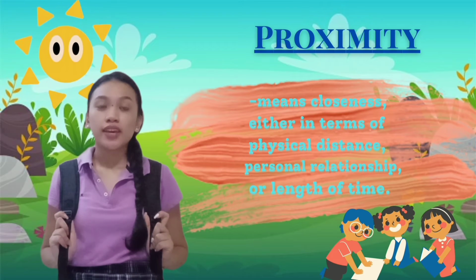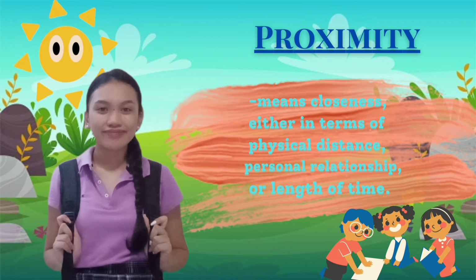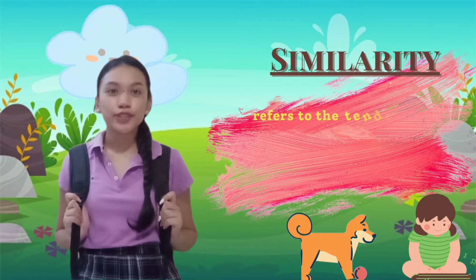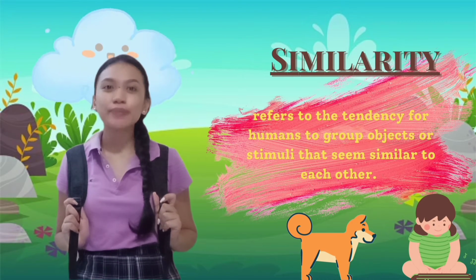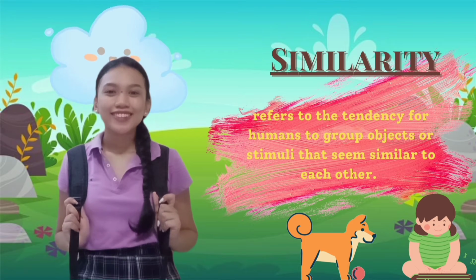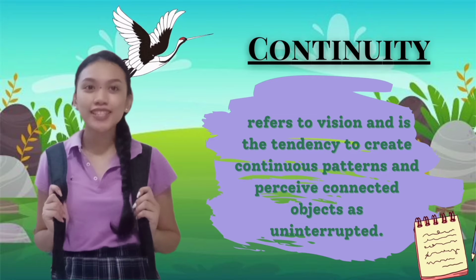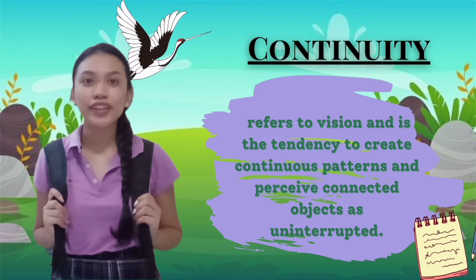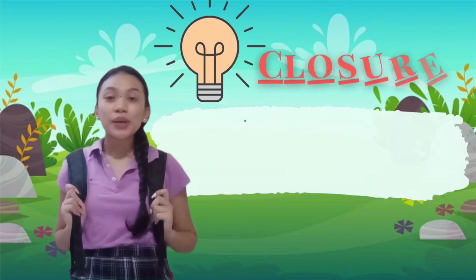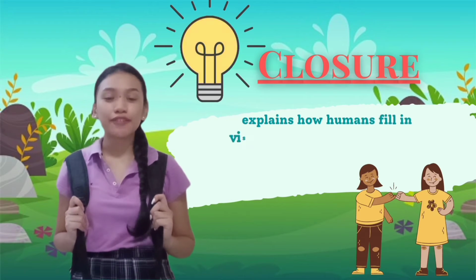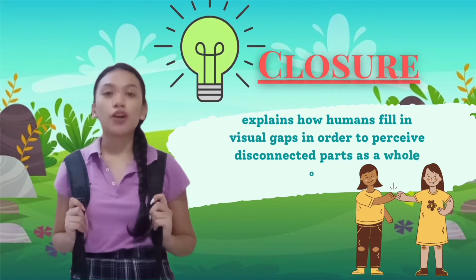Proximity means closeness, either in terms of physical distance, personal relationship, or length of time. Similarity refers to the tendency for humans to group together objects or stimuli that seem similar to each other. Continuity refers to vision and is the tendency to create continuous patterns and perceive connected objects as uninterrupted. Closure explains how humans fill in visual gaps in order to perceive disconnected parts as a whole object.